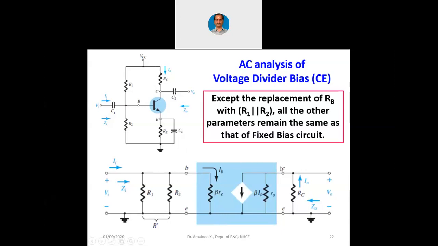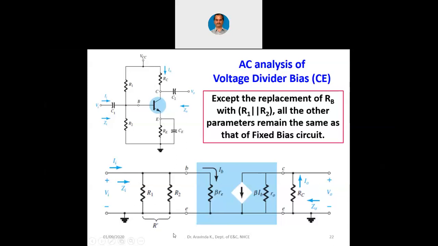You can see that the highlighted portion with blue color is nothing but the transistor's re model. At the input we have beta into re, at the output we have the current source IC, which is nothing but beta into IB, and we have an output resistance R0. Later on, RC has one end connected to ground, so RC is parallel with R0, and at the input R1's other end is connected to ground, so R1 and R2 are in parallel.